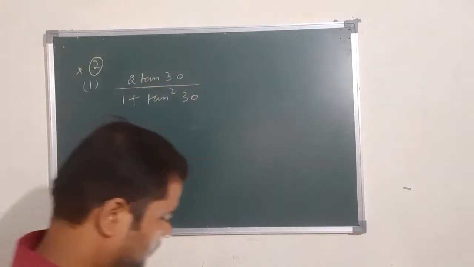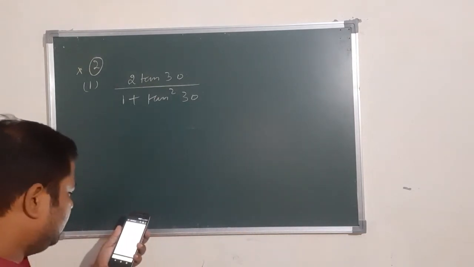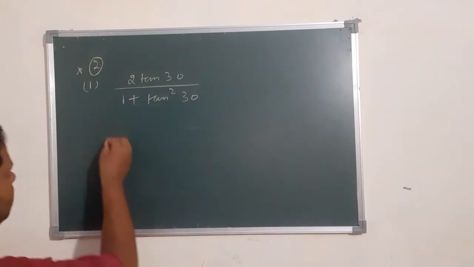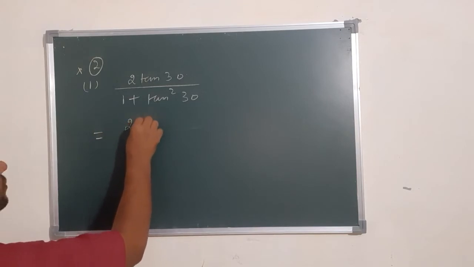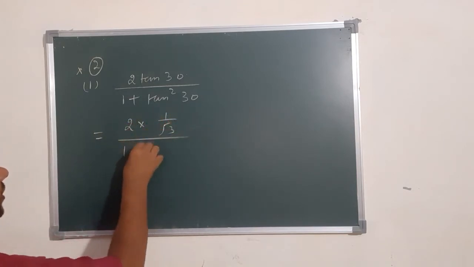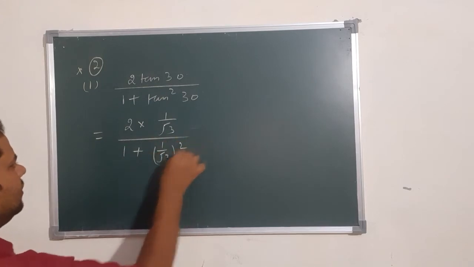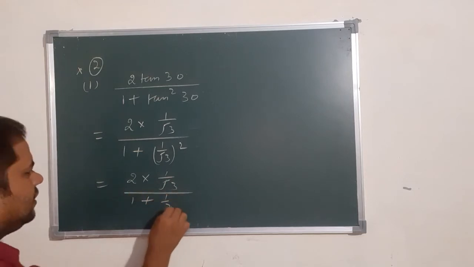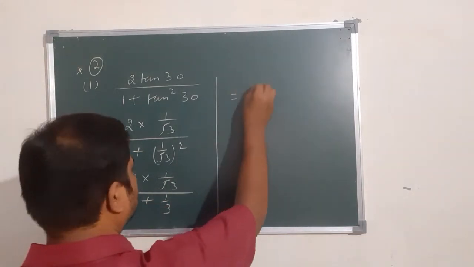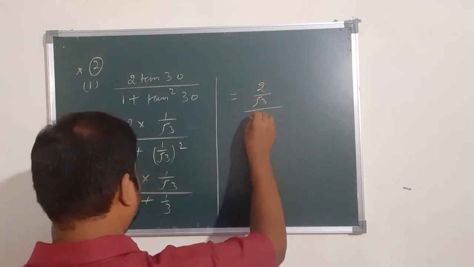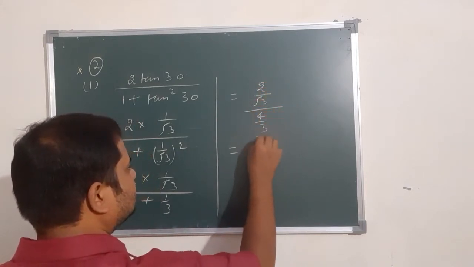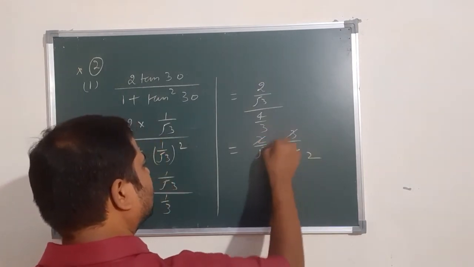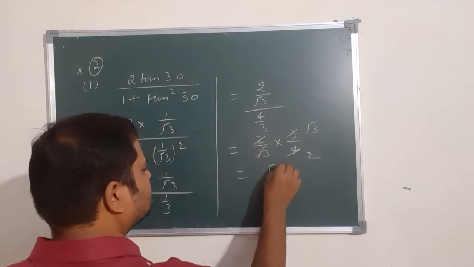Okay, so you just see, options are given. This is sin 60, cos 60, tan 60, sin 30. So first of all, we write here 2 into 1 by root 3 divided by 1 plus 1 by root 3 whole square. So this is 2 into 1 by root 3 divided by 1 plus 1 by 3. So this is 2 by root 3 divided by 3 plus 1, 4 by 3. So this is 2 by root 3 into 3 by 4. This is 2 and this is root 3 only. So this is root 3.